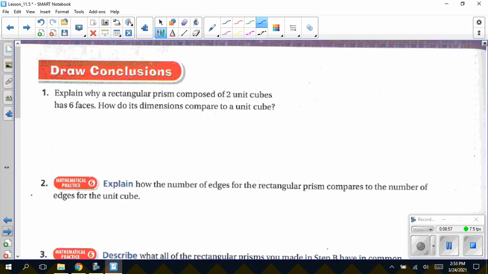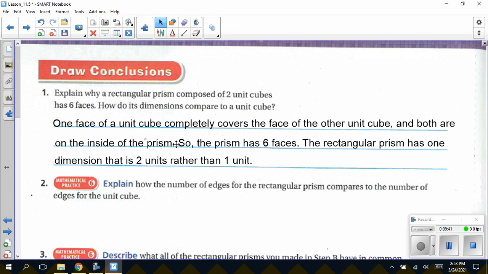Moving on to page 664, we're just going to talk about the different things that we've noticed with our investigation. So number 1, they want us to explain why a rectangular prism composed of 2 unit cubes has 6 faces. How do its dimensions compare to a unit cube? Well, if you remember from our investigation, we found that 1 unit cube had 6 faces and 12 edges. And then when we created that 2 unit cube prism, I still had only 6 faces and 12 edges.